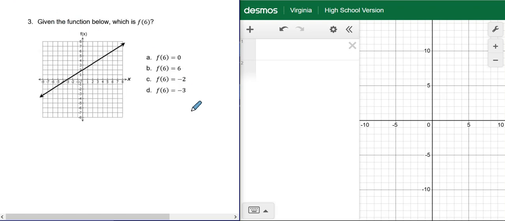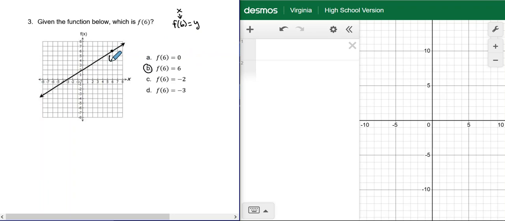Given the function f of x graphed below, what is f of 6? So this is function notation. What you should know is that this is equal to y, okay? And this number here is your x coordinate. So basically you're just looking for when your x is equal to 6, what is your y coordinate equal to? 6 as well. Okay, so f of 6 equals 6.